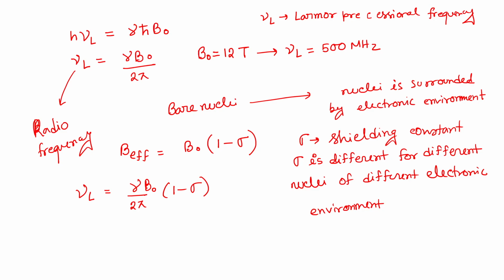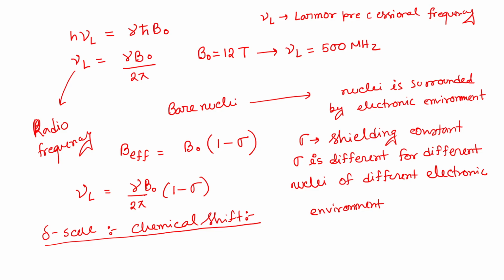So to do that, we need some reference, and that reference will lead us to a different scale other than this frequency, and that is the delta scale, or delta is also known as chemical shift for a particular nuclei, right? So the delta scale is for chemical shift. Okay. So this scale is a relative scale.